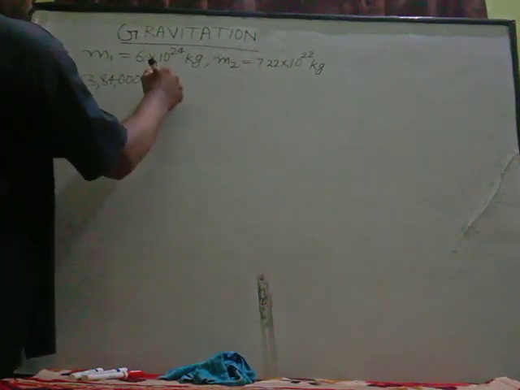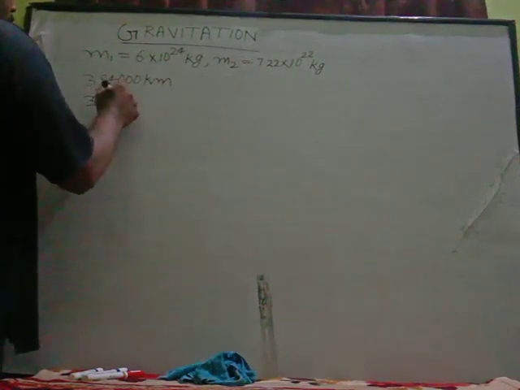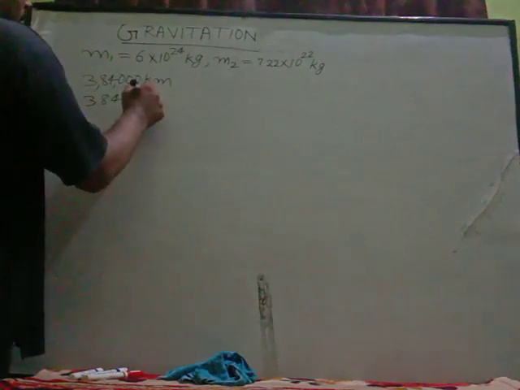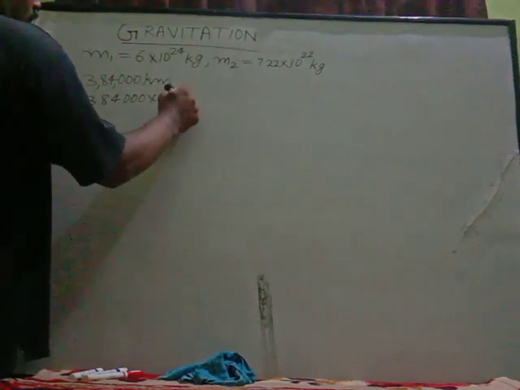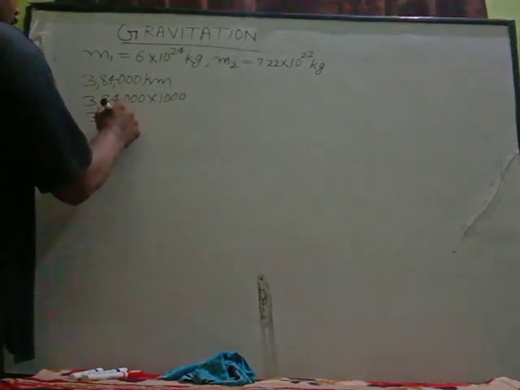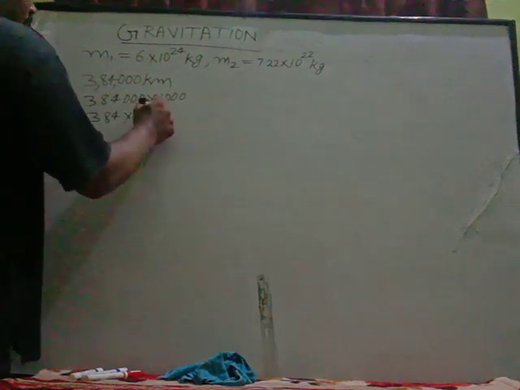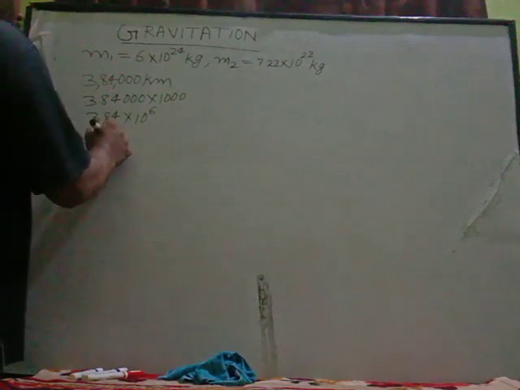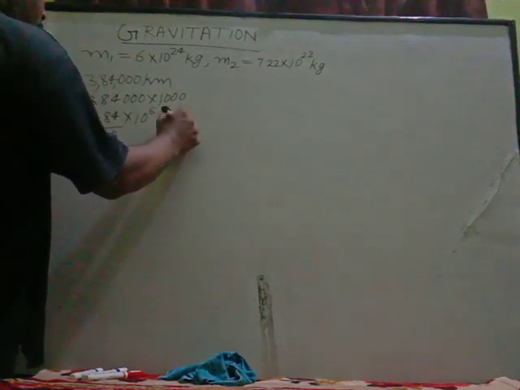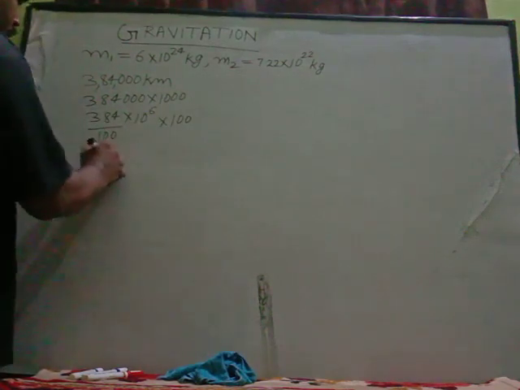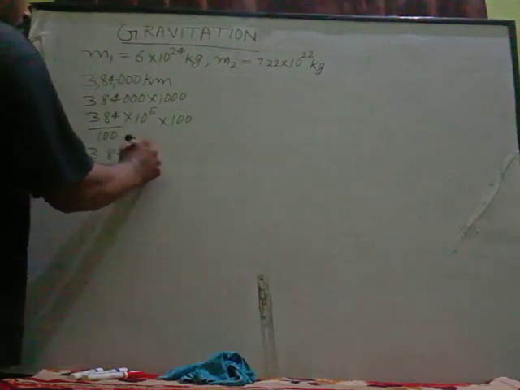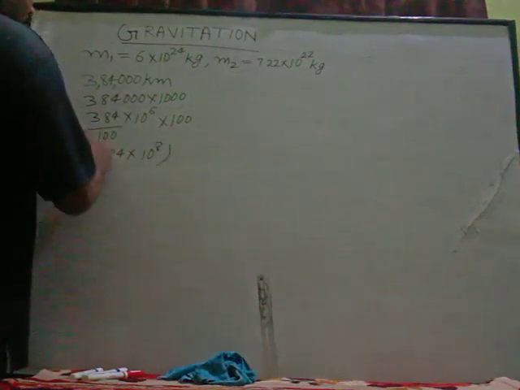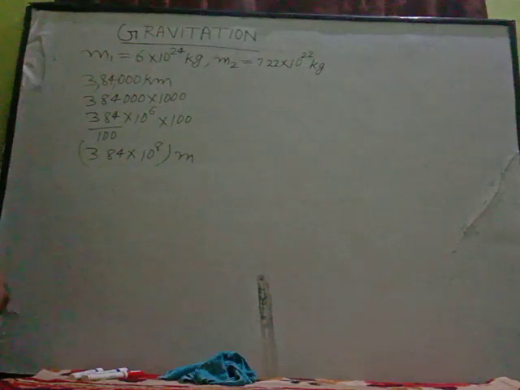3,84,000 किलोमीटर. 384,000 is 384 into 10 to the power 6... 6 हो गया वहां. अब आप इसको साइंटिफिक नोटेशन में बदल दो भाई. तो 3.84 into 10 to the power 8 meter. So this is the distance between the earth and the moon.